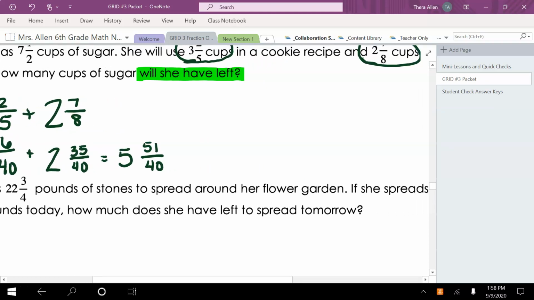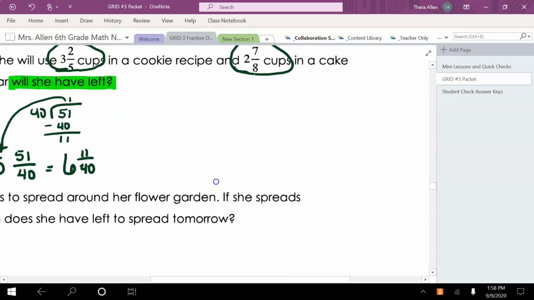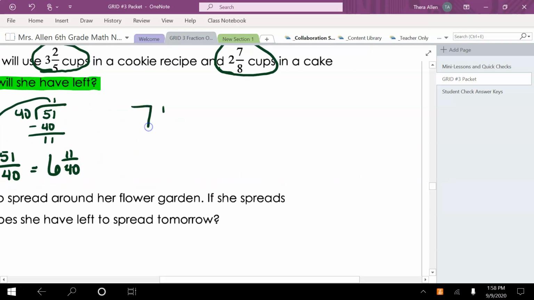This is not a proper fraction, so I must divide. 51 divided by 40. Goes one time. If I subtract, I am left with 11. So I add that 1 to my 5. That becomes 6 and 11/40. Now I can subtract that from my 7½. I have my 7½ minus 6 11/40. Now, the common denominator here would be 40. Keep my whole number. 2 times 20 equals 40.